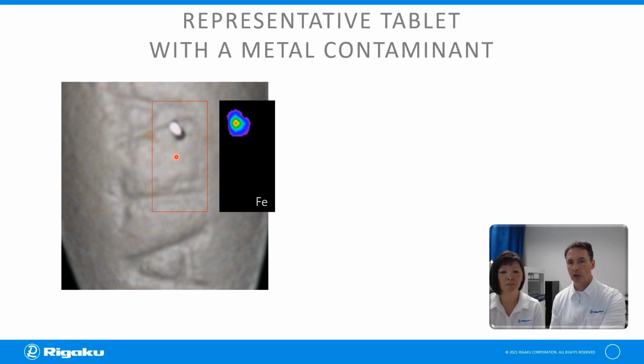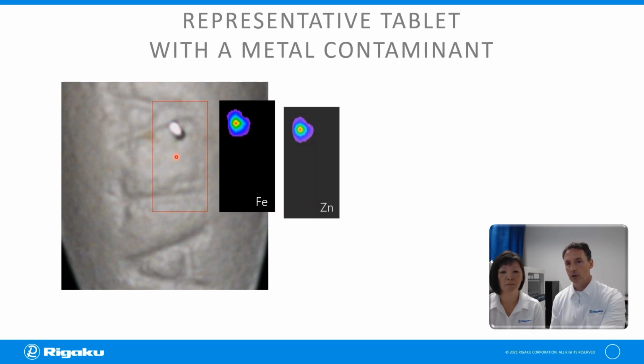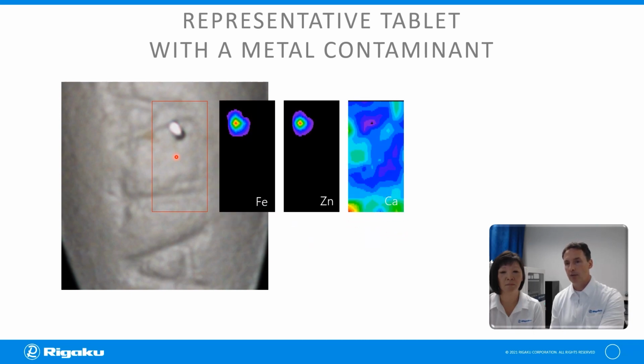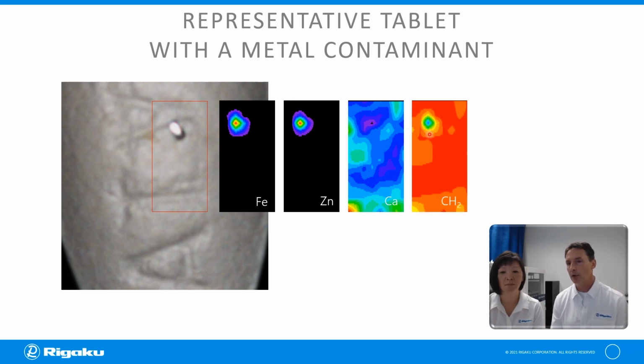We could look at it for iron, look at it for zinc, look at it for calcium, and see a depression of calcium there, because that's actually a calcium salt, that material. And we get to look at it for carbon even and see that it's also depressed in terms of where that spot is. So that tells us it's some type of metal bit in there that contains iron and zinc.